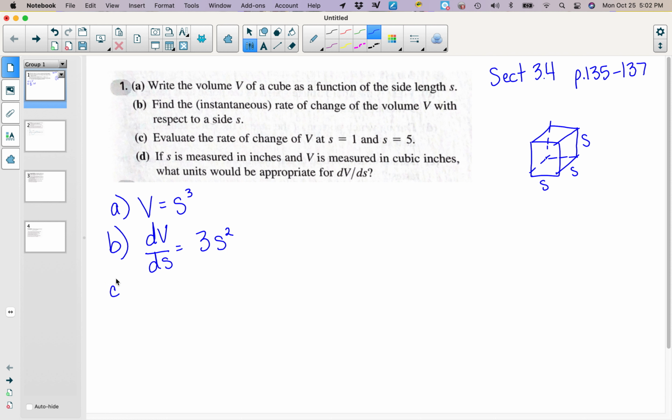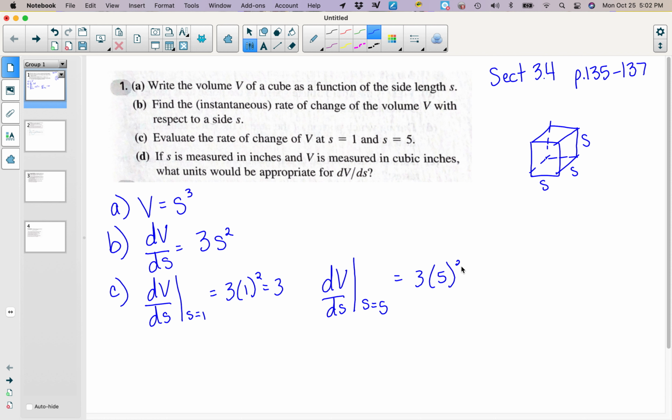Part C asks us to evaluate the rate of change of V at S equals 1. So when we do that, the notation that we use, we draw a line here and we're going to have S equals 1. So this is the notation. And we're going to substitute in a 1 and we get 3. And then we're asked when S equals 5. So dV/dS when S equals 5, we get 75.